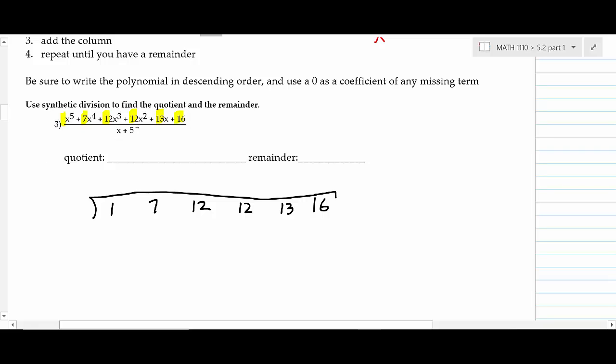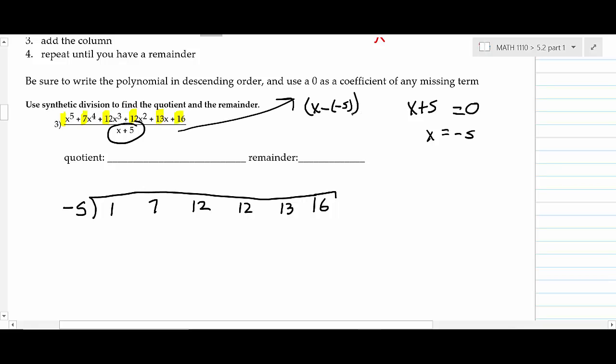Okay? Now, here's the next thing you do, and you got to pay attention to this and make sure you do this right. Okay? What's the solution to this equation? Set that equal to 0. What do you get? You get x is -5. So you have to put -5 there. Okay? Because the structure of this is x minus -5. You're always dividing by x minus something. So if you're dividing by x plus something, it's really minus minus, okay?